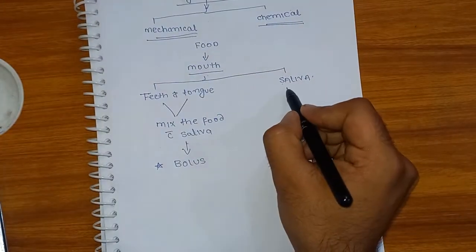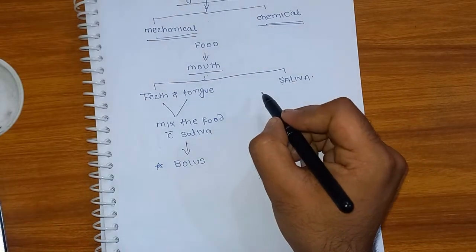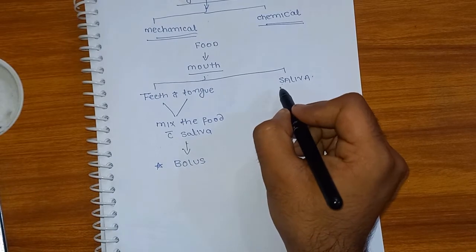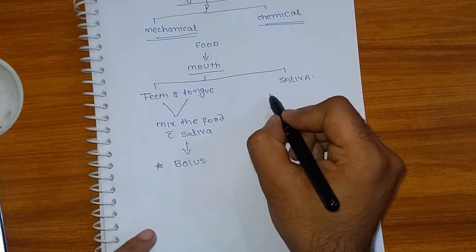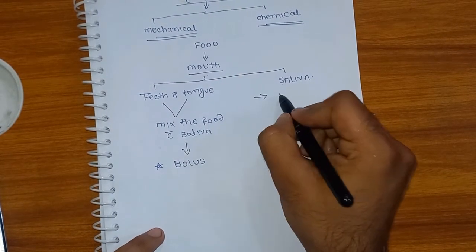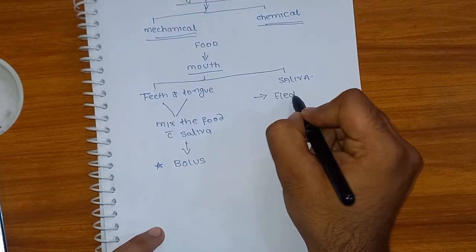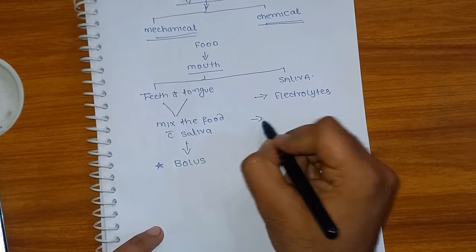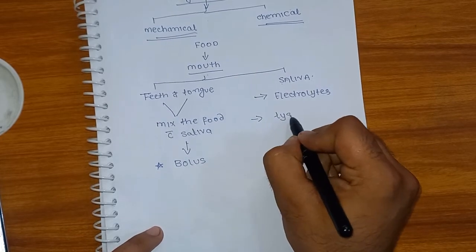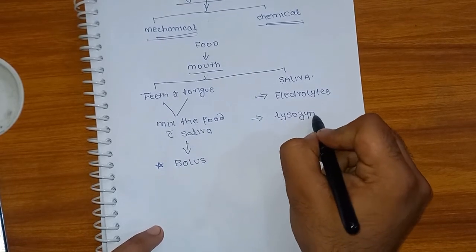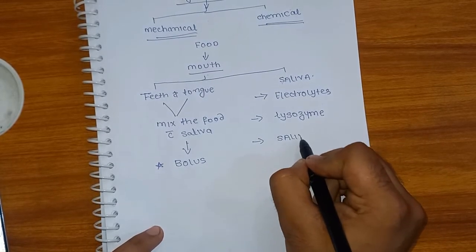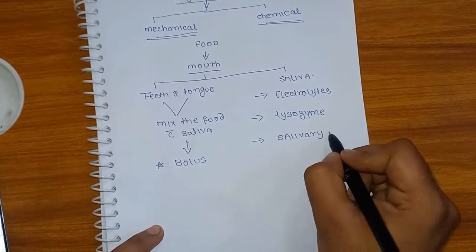Now we talk about the saliva. Saliva is a hot topic for the examiners, where usually questions are asked. So you have to remember three important things regarding the saliva. First, its composition. It's composed of electrolytes, an enzyme called lysozyme, and salivary amylase.